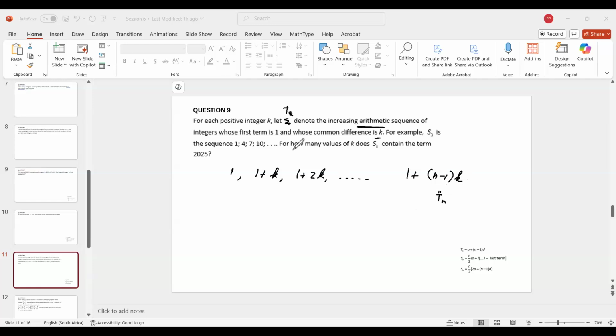Okay, so they give me an example. They say, for instance, if k is equal to 3, then you're going to have 1, 1 plus 3 is 4. And here you have 2k. If k is 3, 3 times 2 is 6, 1 plus 6 is 7. That means you're adding 3 all the time. If k is equal to 3, you're adding 3 to get that one. Now the question is, for how many values of k, and this is the tricky part, does the sequence contain the term 2025? So you have a sequence here, we don't know what k is, but amongst the terms, you have 2025.